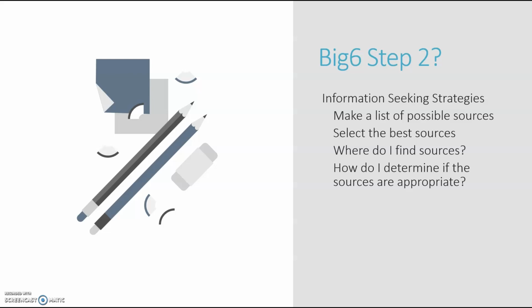The next step is information seeking strategies. This is when you start making your list of sources. Think about where you can find them, what sources are appropriate for your project. Make sure that they are the best sources for your research project.